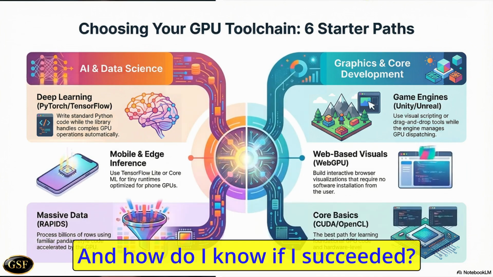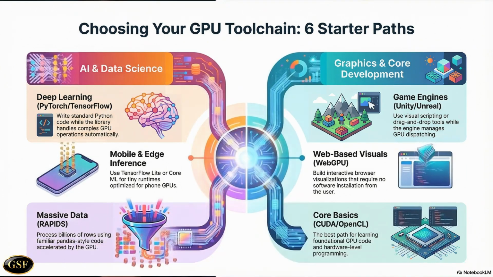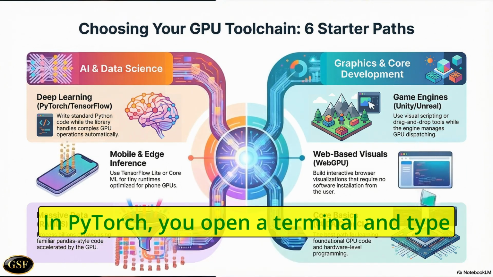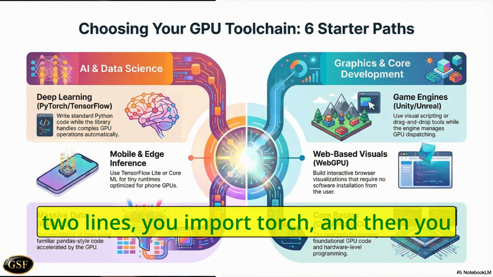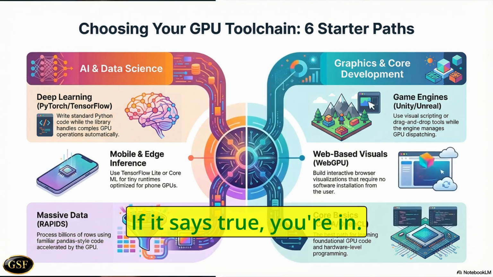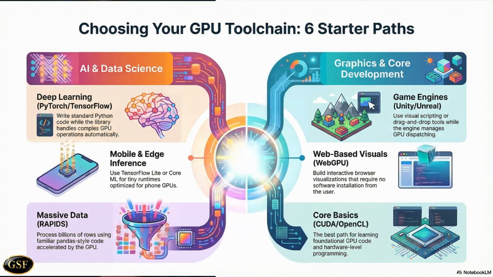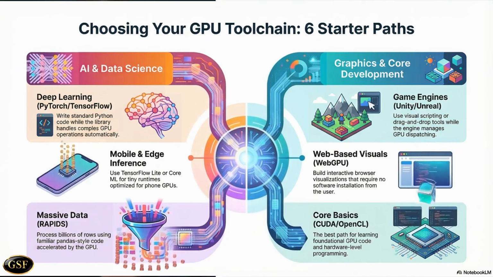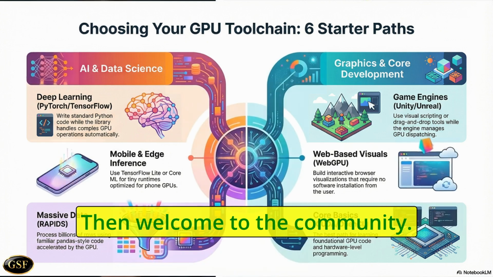And how do I know if I succeeded? Is there a hello world equivalent? There is. In PyTorch, you open a terminal and type two lines: you import torch, and then you print torch.cuda.is_available. And if it says true? If it says true, you're in. You have control, the bridge is built. And if it says false? Then welcome to the community.